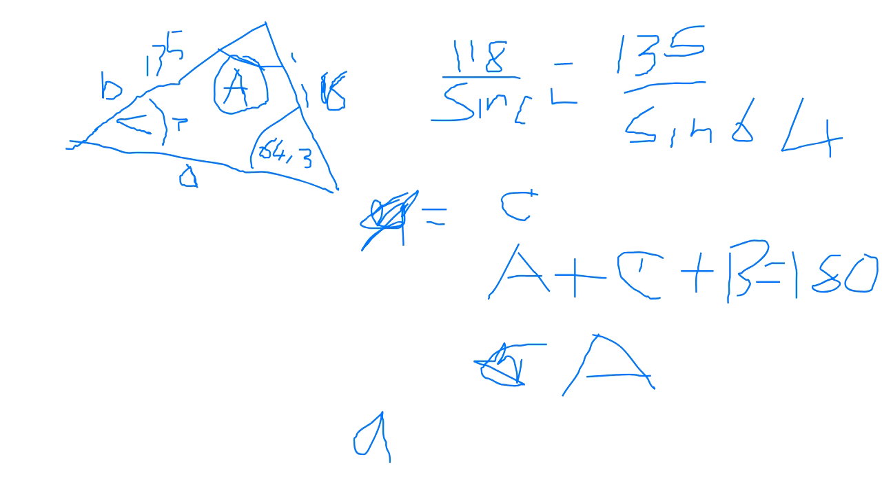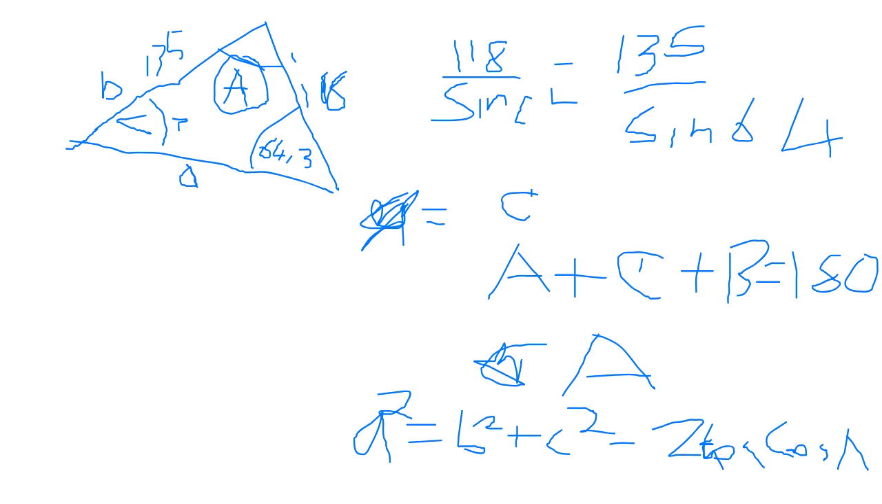a squared will be equal to b squared plus c squared minus 2bc cos A. Please, when we finish, remember that you must always find the square root. You must find the square root.